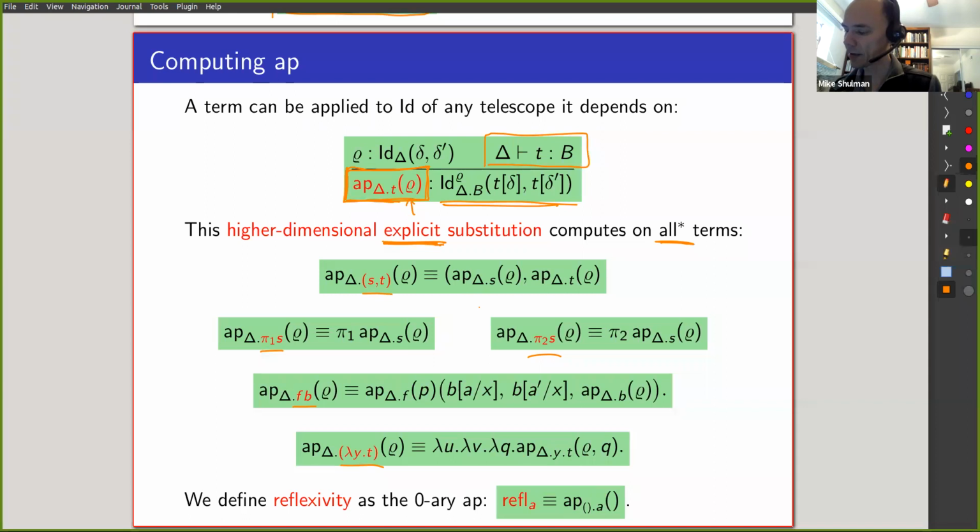And the particular case of app, when the telescope is the empty telescope, I guess this should be epsilon really here. When we have the empty telescope, then that reduces to what we call reflexivity. That's basically the definition of reflexivity, the zero-ary version of app.